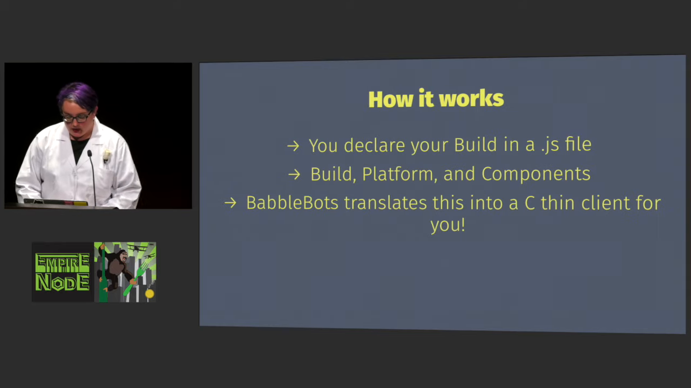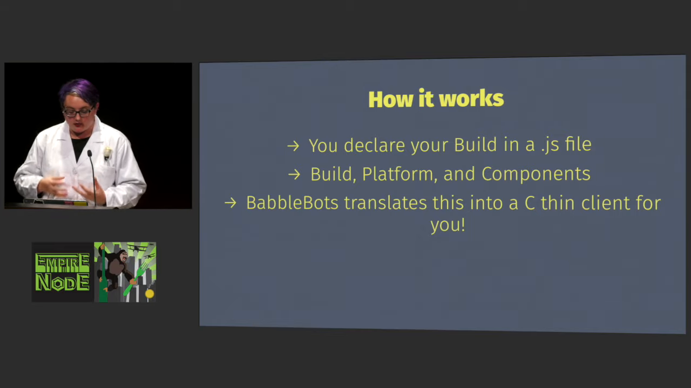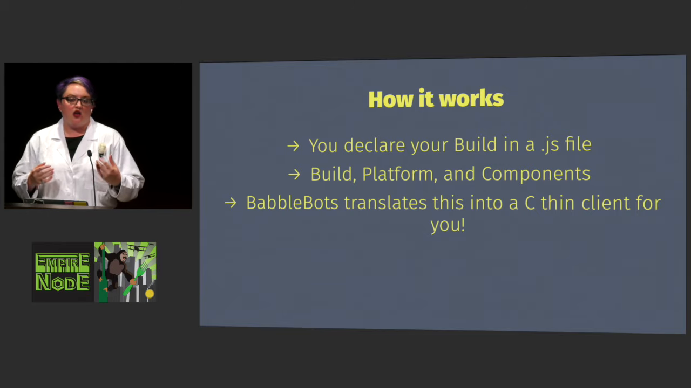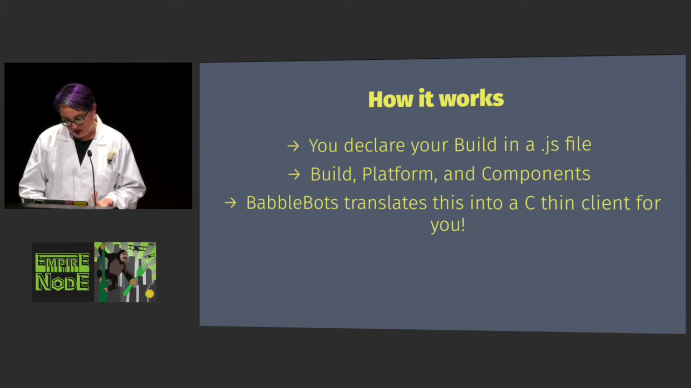So yeah, how it works, like I said, you declare your build in a JS file. I'll show you what the JS file looks like in the demo. There's a concept of a build, which is basically your declared JS object, a platform, which is the Photon in this case, and components, which is NeoPixels in this case. I'm hoping to implement more components for Photon and then branch out into other platforms, such as the Electric Imp and probably, I can't remember what the third one would be, but for now, Photon and Electric Imp would be my two targets. And Babble Bots translates this into a thin C client for you.